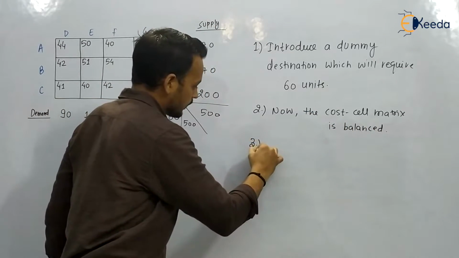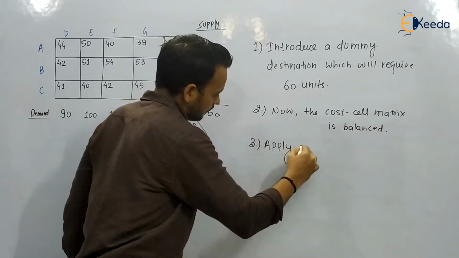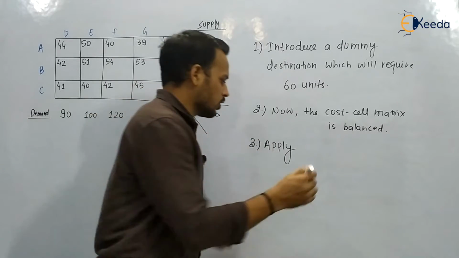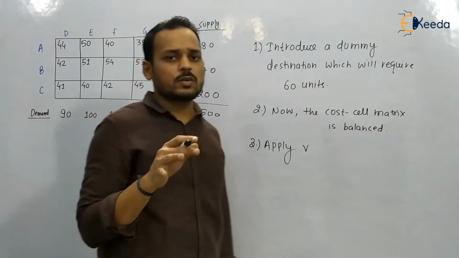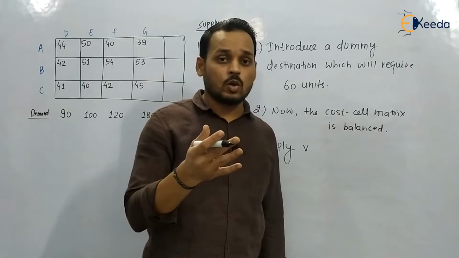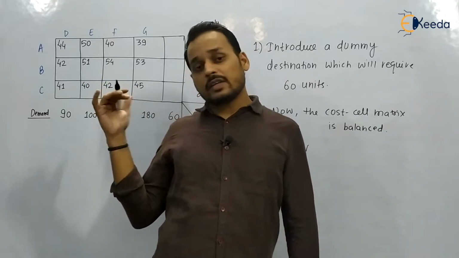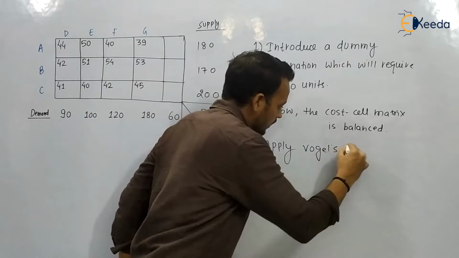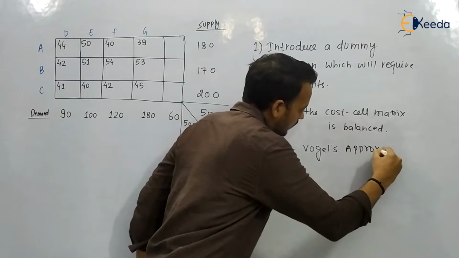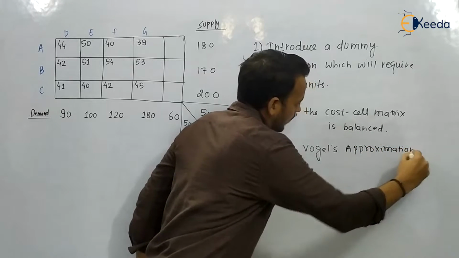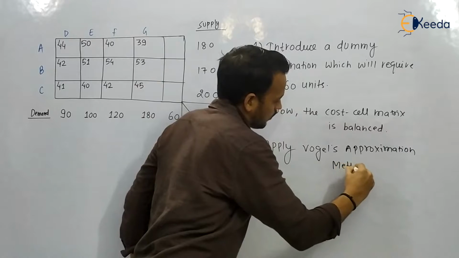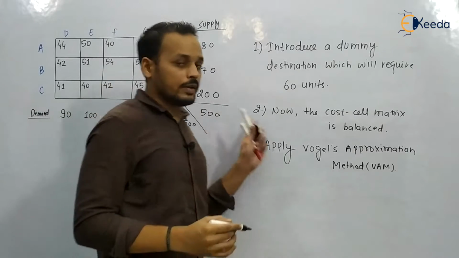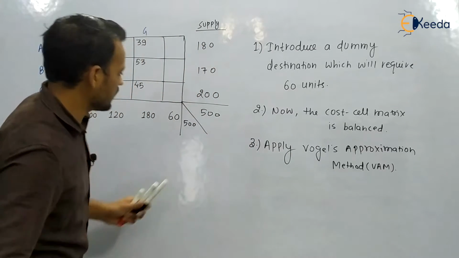Now we will apply any method. You can apply any method, but we will apply Vogel's approximation method, VAM, also called the penalty cost method. If the question says to apply the least cost method or the northwest corner rule, you can apply any of those methods, but here we are going to apply Vogel's approximation method in this problem.